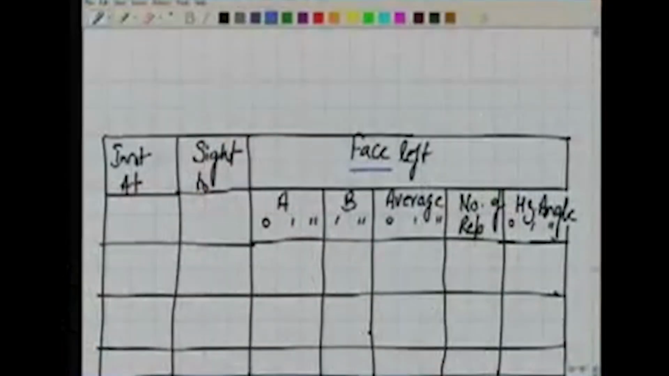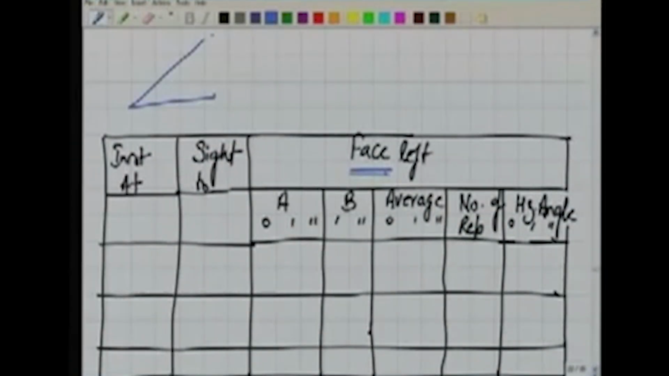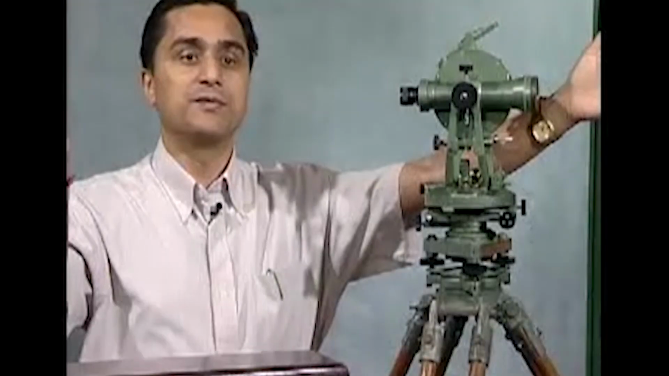Okay, so the table which I have made here is for face left right now. As you can see here, face left observations. Now what we do in the method of repetition, we will follow it here in the table as well as with the instrument. Please follow each and every step that I am doing. As we had seen, we had to measure the angle ABC, and we are at point B. A is there and C is there.